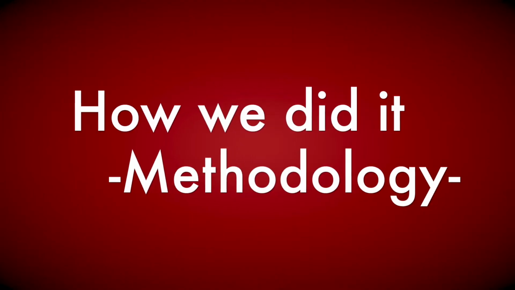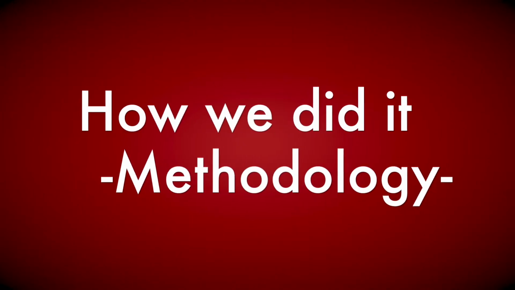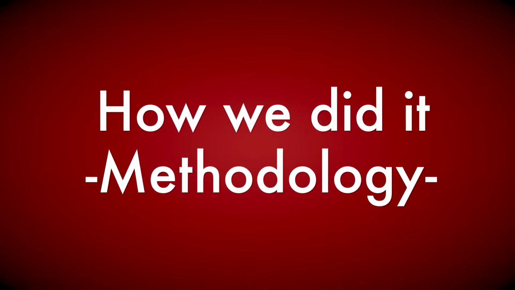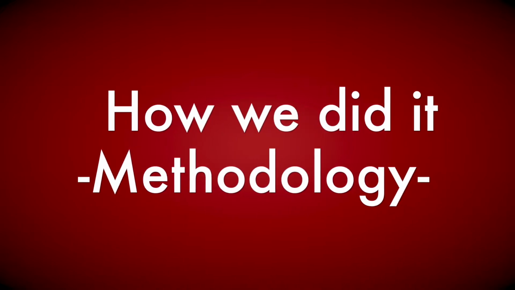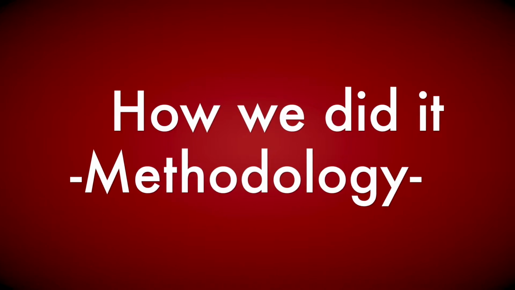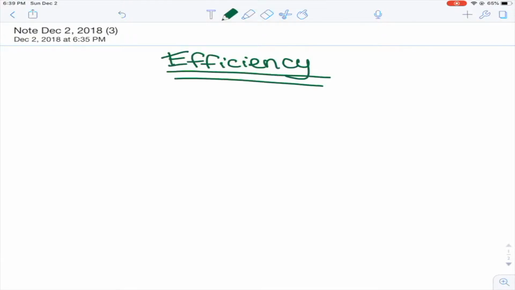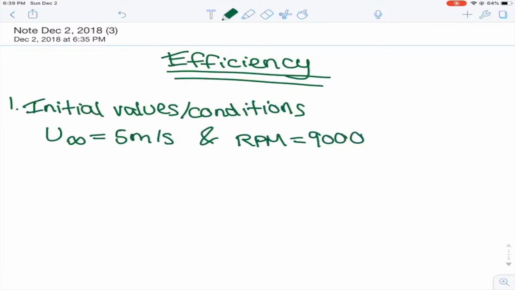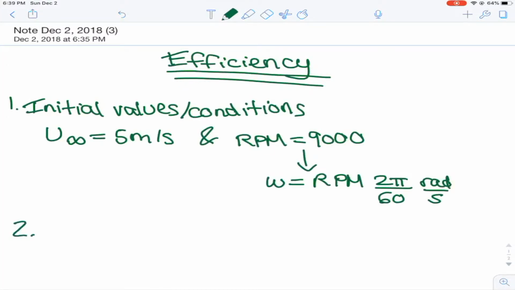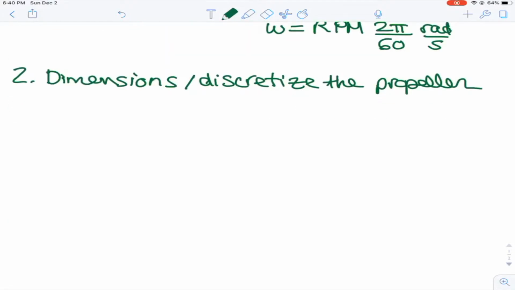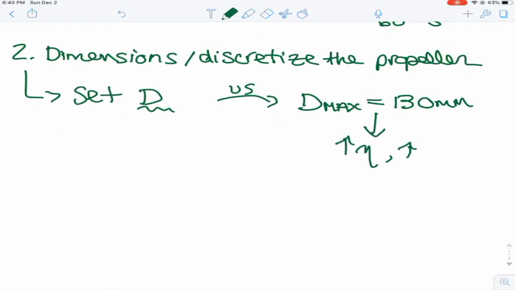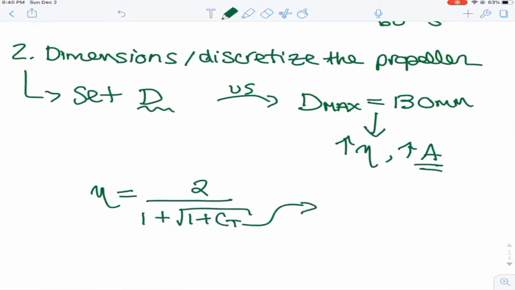For our project, we had to design the propeller considering both the efficiency and static requirements. We first tackled the efficiency calculations to obtain the geometry of the blade and apply it to the static thrust case. First, we set our incoming velocity to 5 meters per second and RPM to 9,000, as set by the conditions. The maximum allowable diameter for our project, 130 millimeters, was chosen as actuator disk theory shows that maximizing area also maximizes efficiency.